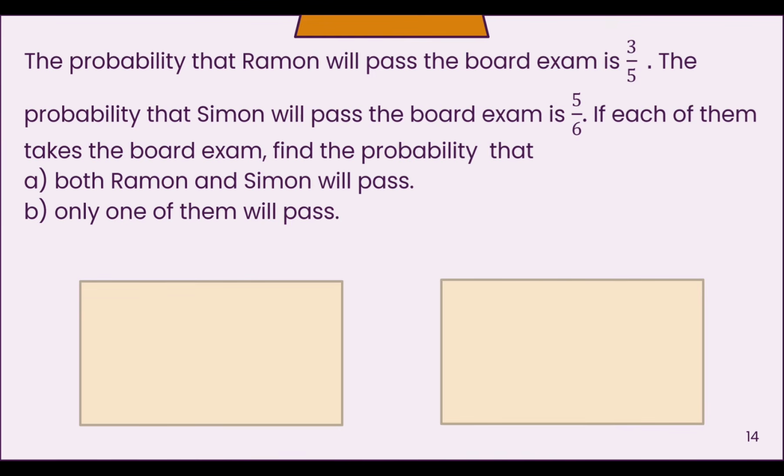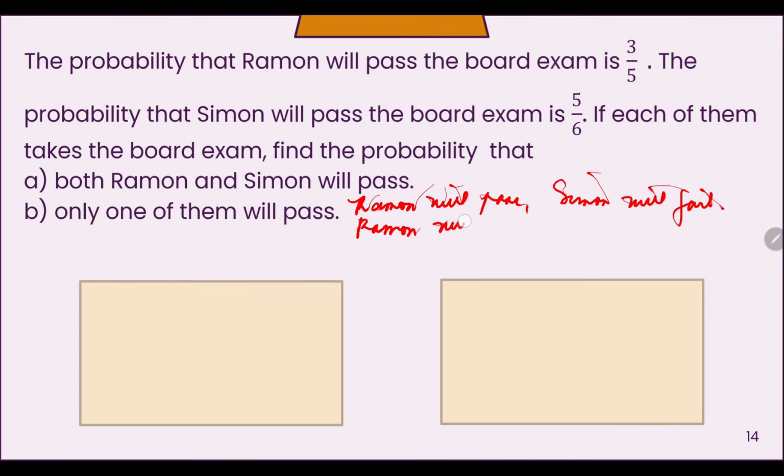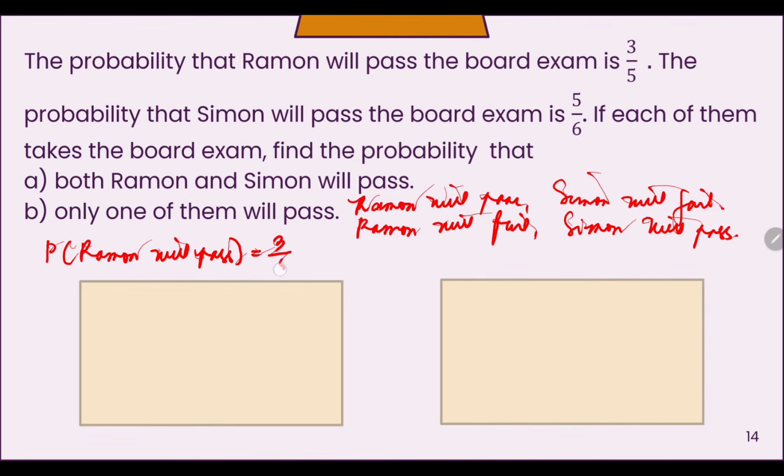What does this mean? It means that it could be the situation Ramon will pass, Simon will fail. And the other case is Ramon will fail and that Simon will pass. There. So what is the probability again that Ramon will pass? The probability that Ramon will pass, let us just rewrite for our analysis, is given to be 3/5.